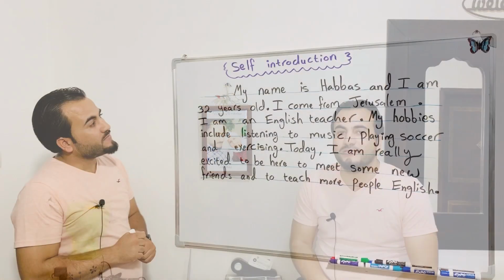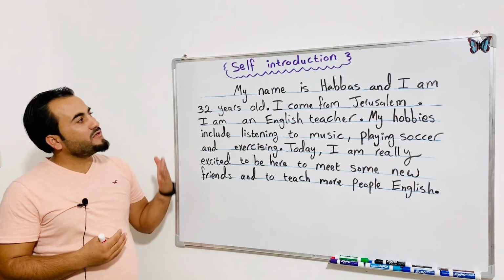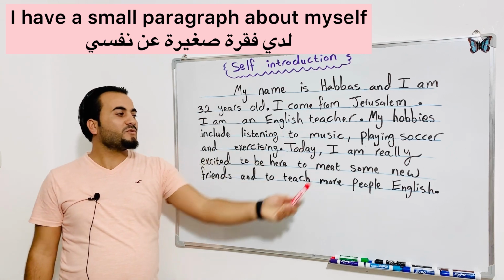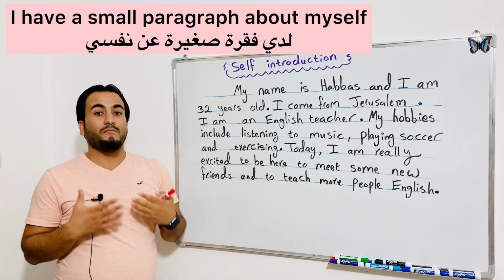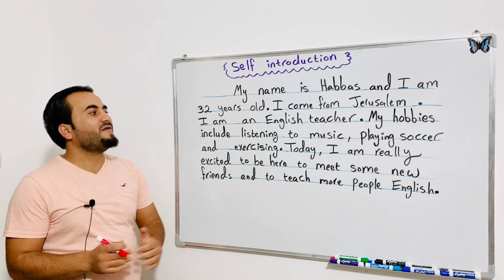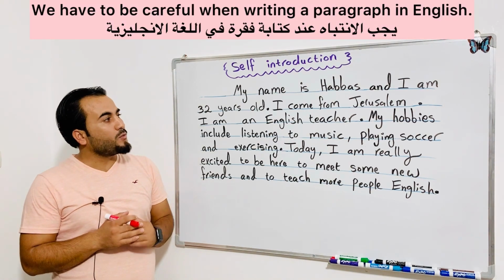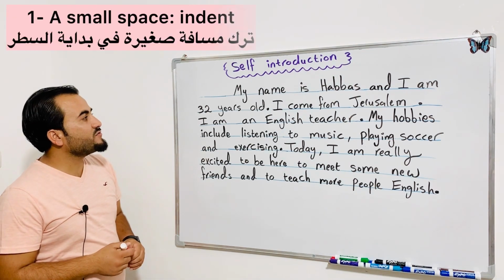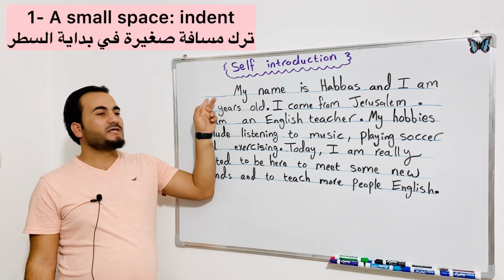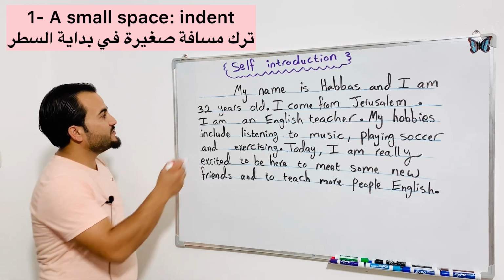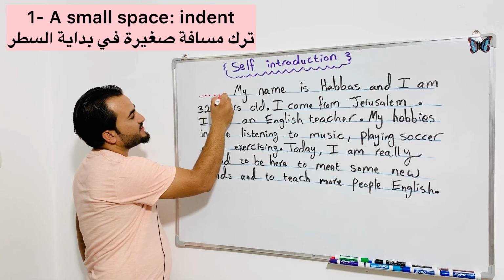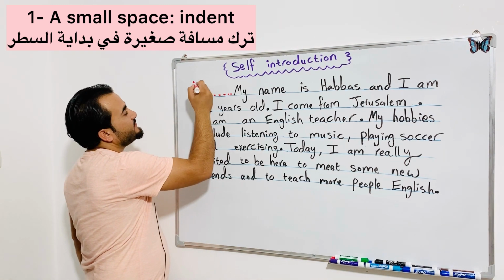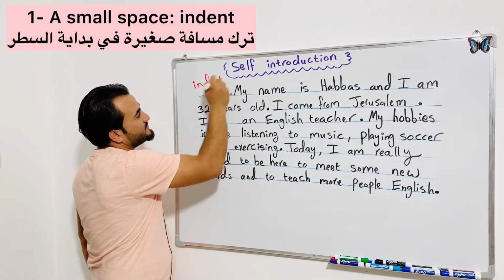Very nice. So, how to introduce yourself in English? I have here a small paragraph about myself, okay? So, we have to be careful, of course, when writing a paragraph in English. First, we have to leave a small space at the beginning. So here, we have to leave a small space. And this is called the indent, okay? The indent.